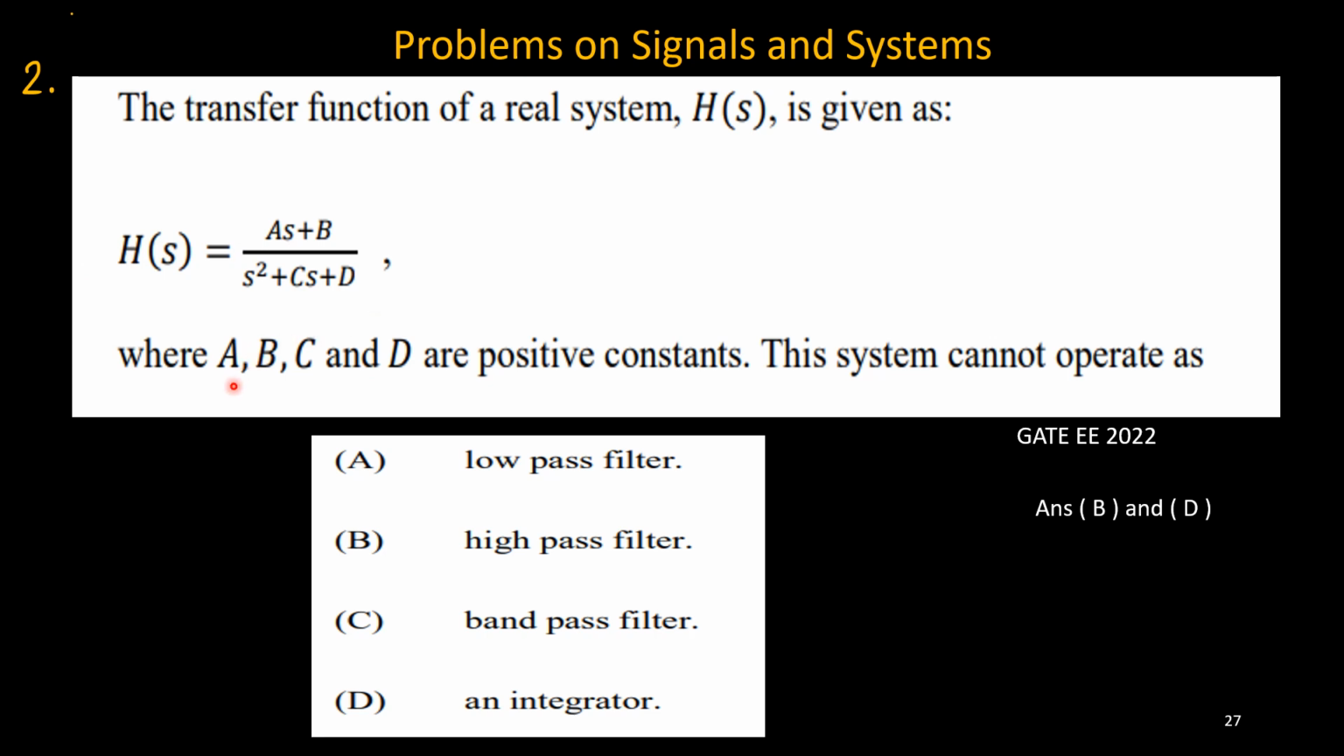We can choose any value for a, b, c, d, any positive constant, including 0. Remember, I can put any of these as 0. Okay, but not negative, right? 0 or positive. But can I make a low pass filter out of this, or high pass filter, band pass filter, or integrator? So you need to understand this one.